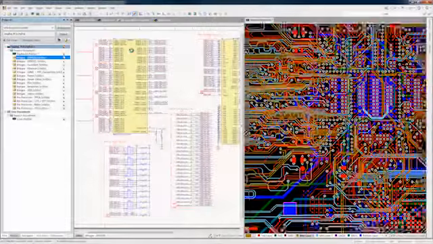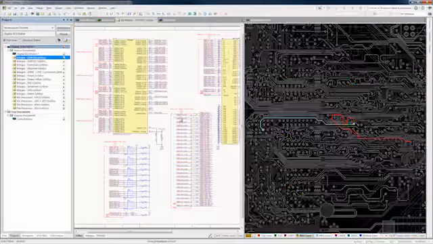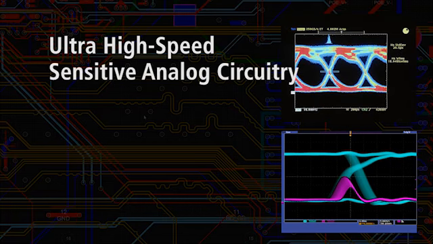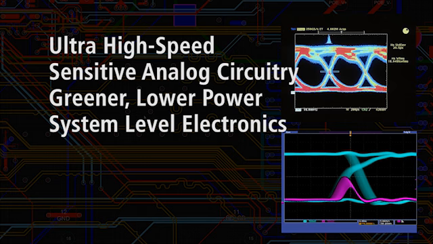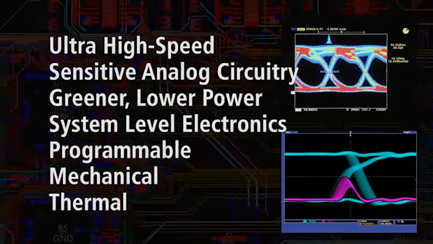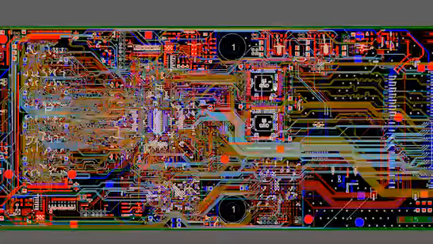Today's PCB and electronics design engineers have an increasingly challenging role in every product design. With designs that require ultra-high-speed signal edge rates, sensitive analog circuitry, greener low-power requirements, and a multiplicity of design domains, it's really hard to keep all the design plates spinning. It's even harder having to do all of that and meet design time and production cost goals.